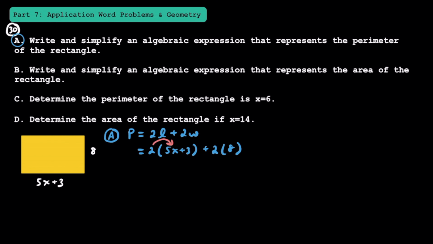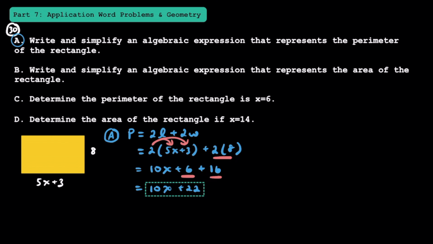2 of these 5x's and 2 of these 3's is going to simplify down into saying we have 10x plus 6, because 2 times 5x is 10x, and 2 times 3 is equal to 6. Multiplying this 2 times 8 together, we're going to get 16. Combining these constants of 6 and 16 together, we're going to get 10x plus 22. This 10x plus 22 is our simplified algebraic expression that represents perimeter.